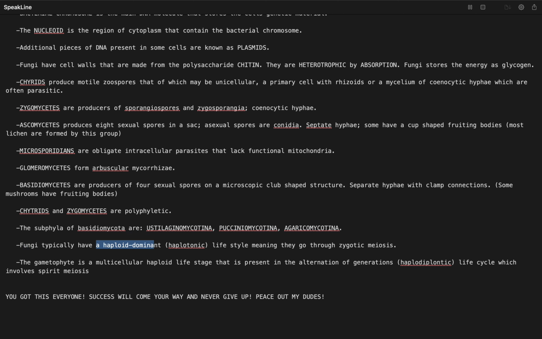Fungi typically have a haploid dominant, haplontic, life cycle, meaning they go through zygotic meiosis. The gametophyte is a multicellular haploid life stage that is present in the alternation of generations, haplodiplontic, life cycle, which involves sporic meiosis.